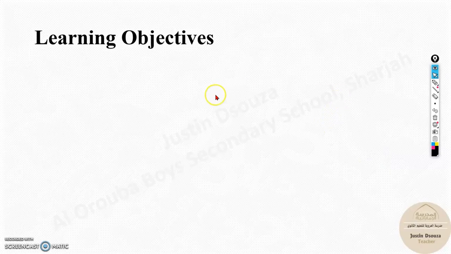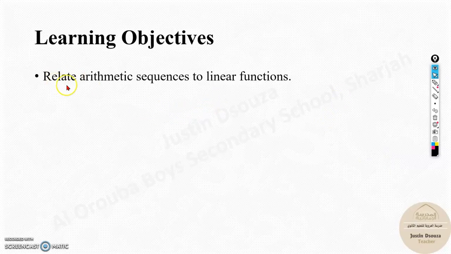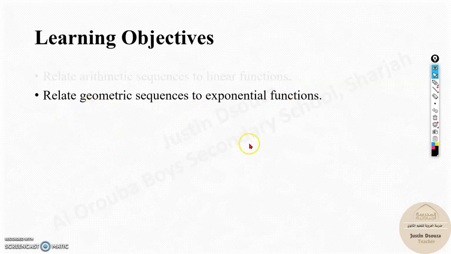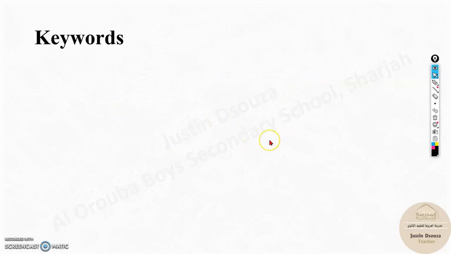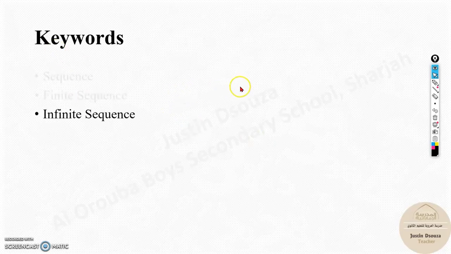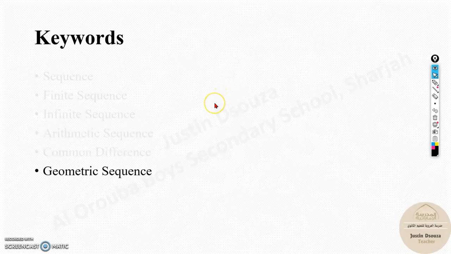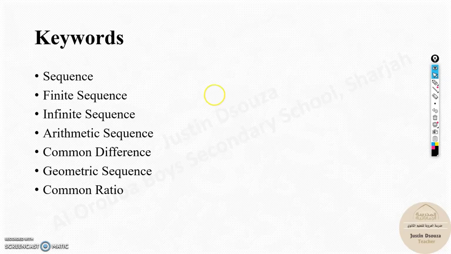Now this lesson has the learning objectives: relate arithmetic sequences to linear functions and relate geometric sequences to exponential functions. We will look into both of these in the coming sections. The keywords in this lesson are sequence, finite sequence, infinite sequence, arithmetic sequence, common difference, geometric sequence, common ratio. There are plenty of these words, but as we move on into the lesson, we will come across these one by one.